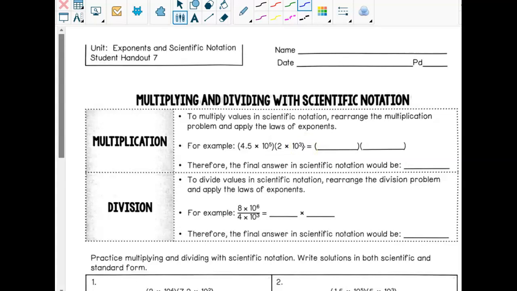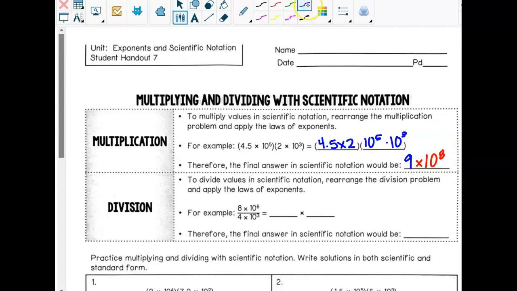So it would be easier to just do 4.5 times 2, so numbers times numbers, and then 10 to the 5th times 10 to the 3rd. So the numbers get multiplied together, so 4.5 times 2 is just 9. And then we use our laws of exponents, 10 to the 5th times 10 to the 3rd. Remember, the product rule says that when exponents are being multiplied, you actually add them. So that becomes 10 to the 8th. So we have 9 times 10 to the 8th.